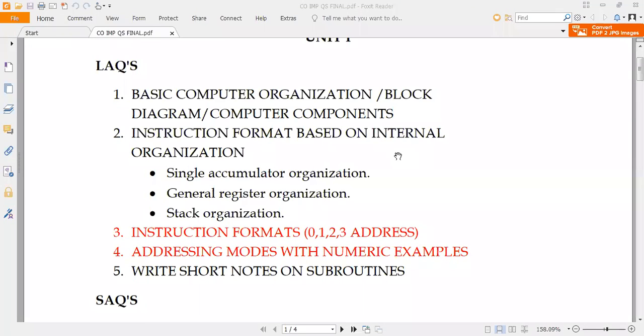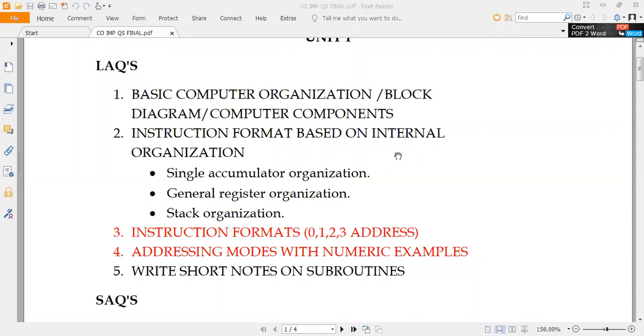What are the input devices, what are the output devices, what are the memory types, and what is the use of the central processing unit? What is the ALU and what is the control unit? We need to explain all of these under basic computer organization. This is for a long answer, and sometimes you will get it for 5 marks and sometimes for 10 marks. If it is a 5 marks question, just draw the block diagram of a computer and briefly explain it. If it is a 10 marks question, we need to explain each and everything.